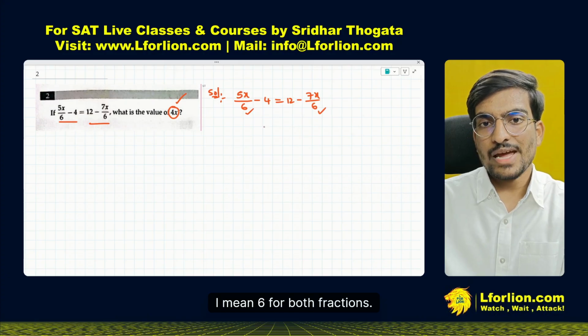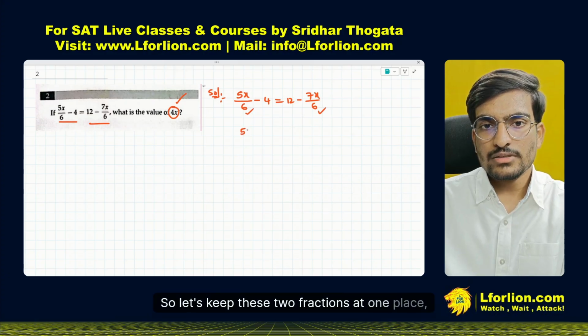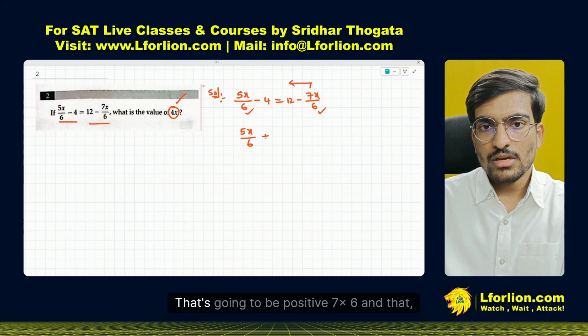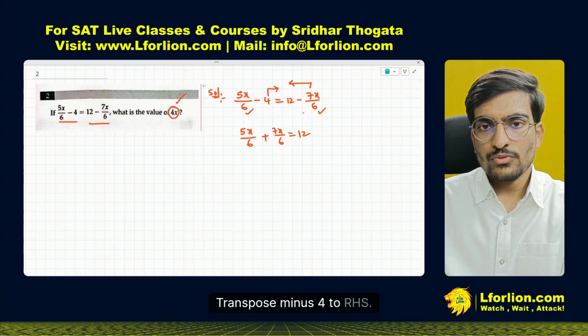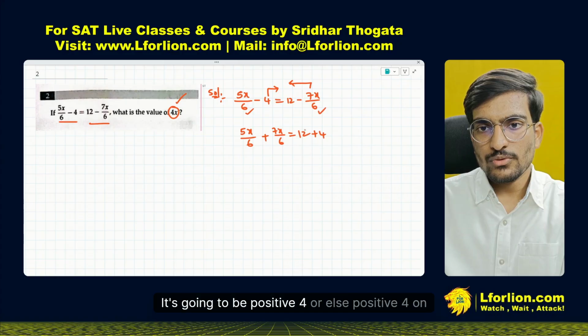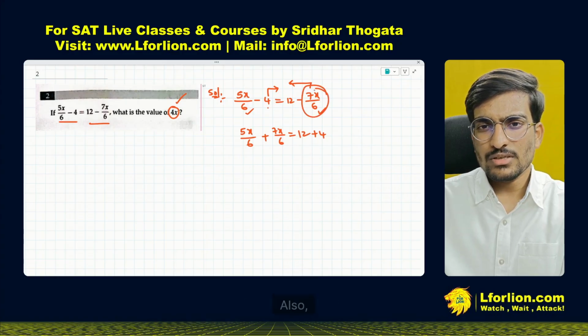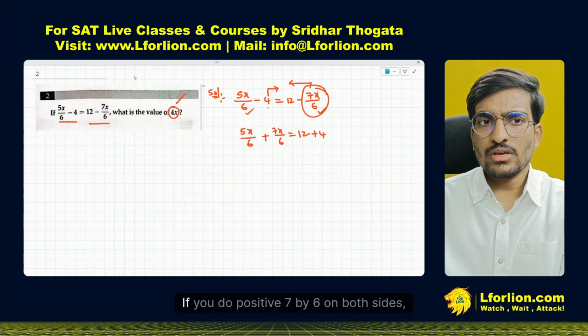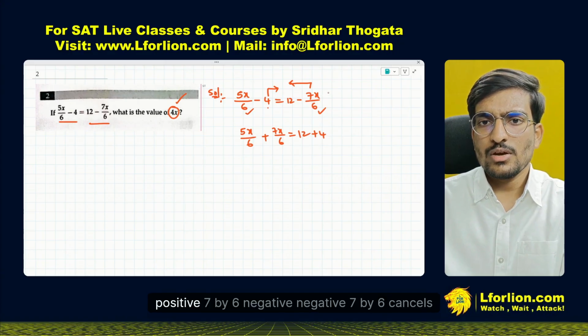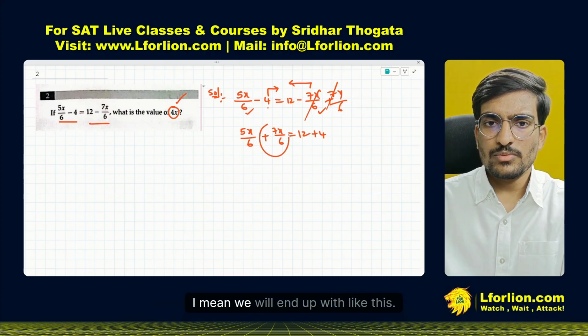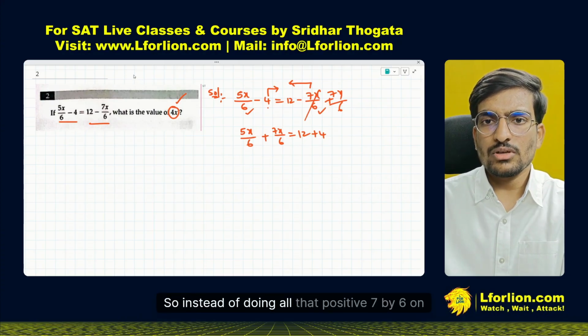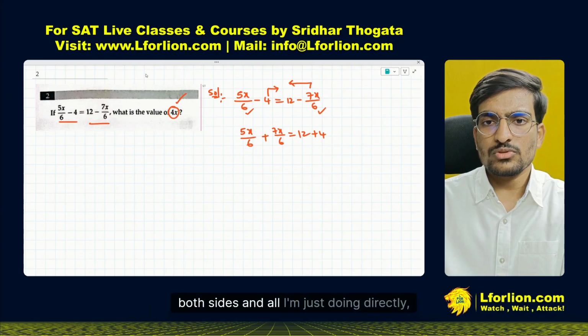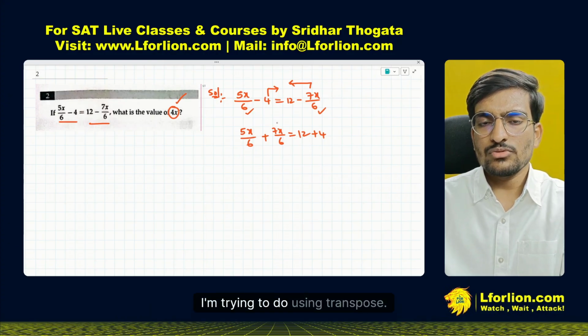6 for both fractions. So let's keep these two fractions in one place, 5x by 6, and transpose this fraction to the LHS. That's going to be positive 7x by 6 and equals 12. Transpose negative 4 to the RHS, it's going to be positive 4, or else positive 4 on both sides. Same thing here also, positive 7 by 6 on both sides, and negative 7 by 6 cancels off. So instead of doing all that, I'm just doing it directly using transpose.